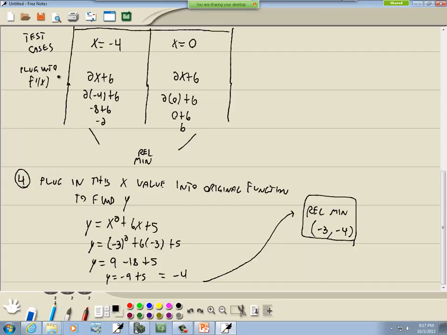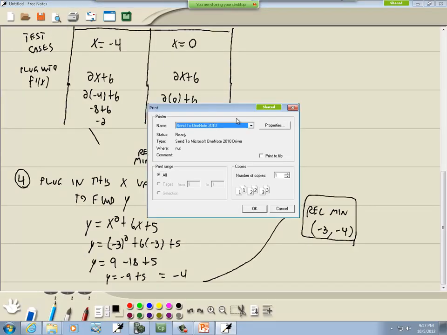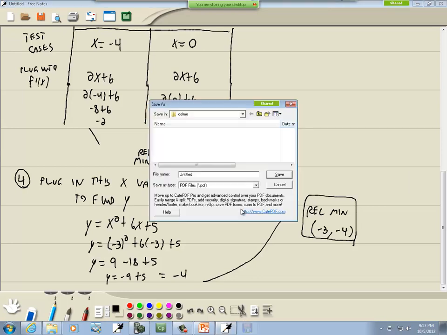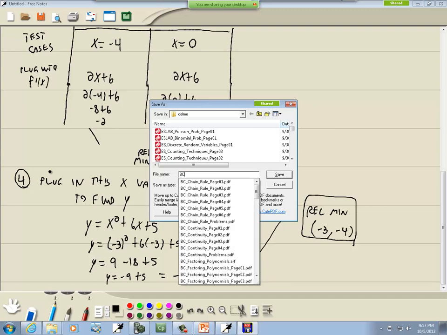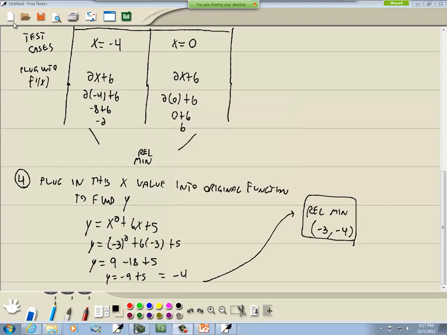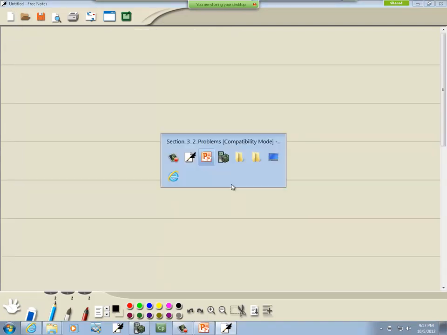Now let me save that. Extrema and the first derivative test. BC Extrema and first derivative test. Page 01. Let's look at our next problem.